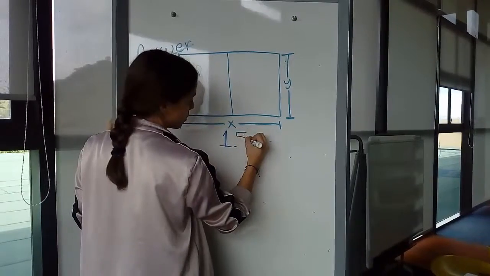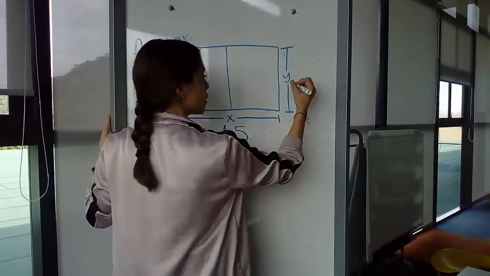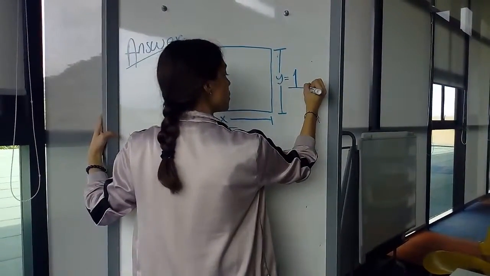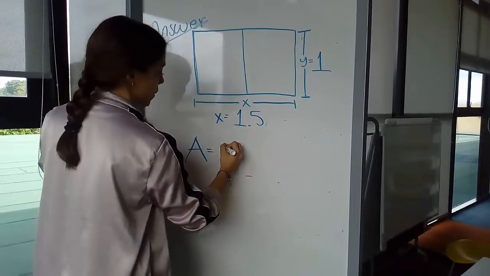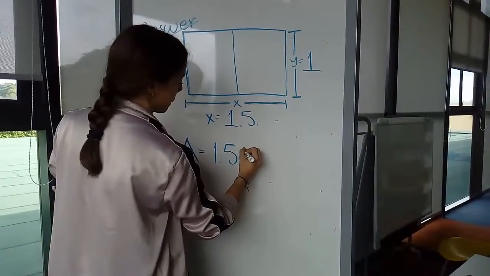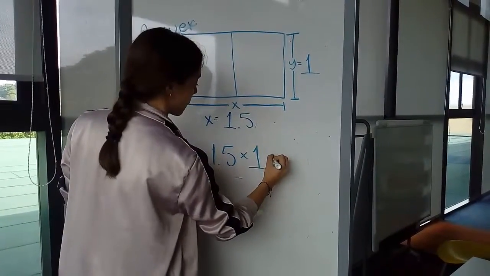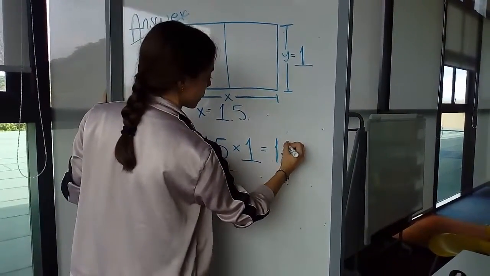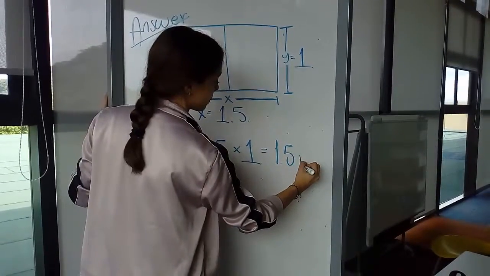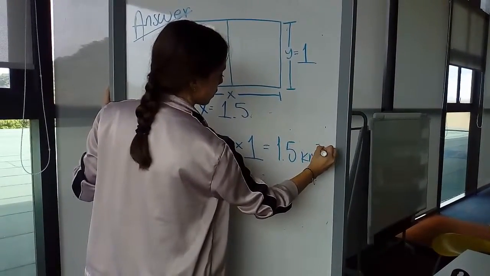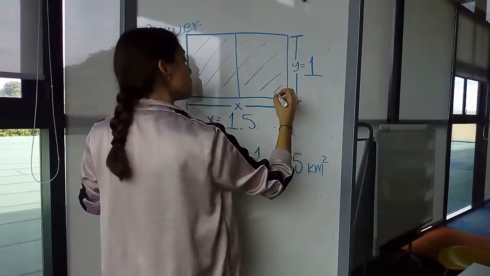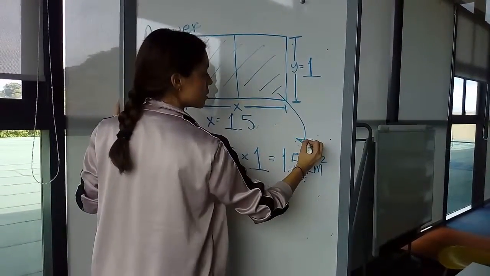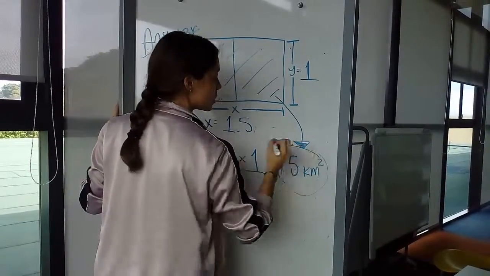On this side, we use the value of x, which is 1.5. On this side, we use the value of y, which is 1. Then we can observe that the area requirement is fulfilled, since x multiplied by y equals 1.5 multiplied by 1, which is 1.5 square kilometers. Those are the ideal proportions that will reduce the cost of the fence for the farmer who wants to fence the field.